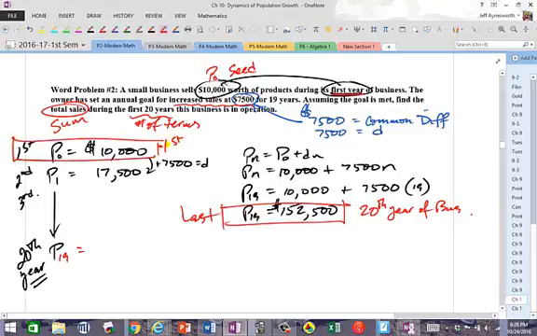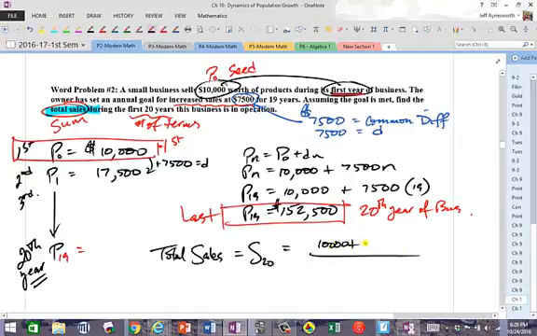So now what we do is we find the total sales. Again, we're trying to find the total sales. So total sales, which represents in this case S sub 20, is the first plus last, so 10,000 plus 152,500, times 20, because you're doing this for the first 20 years. The first year plus 19 equals a total of 20 years, by the way. Divide by 2 because you're double counting. What is that?